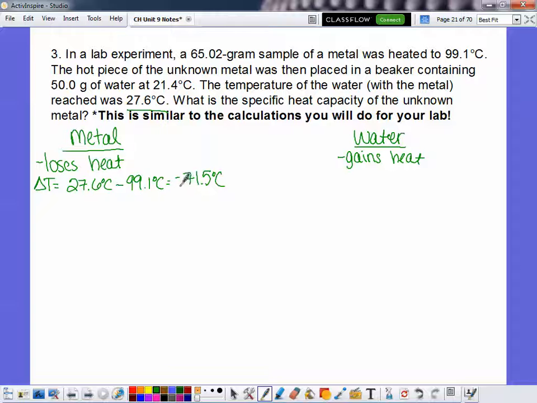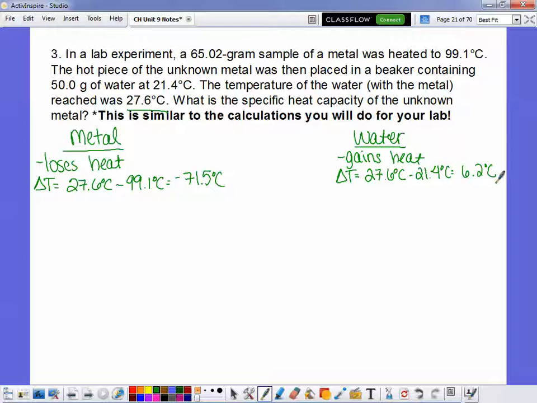It's negative because it's losing energy. It's exothermic. And then the water is gaining energy. Its delta T is 27.6 minus, what temperature did the water start at? 21.4, which is, what's that change? It is endothermic, but what's the actual value for the change? It is 6.2.